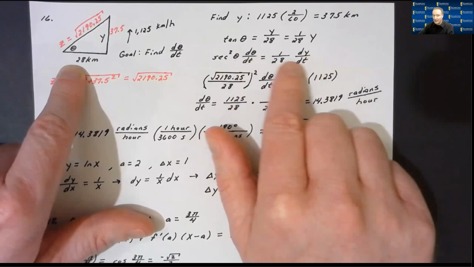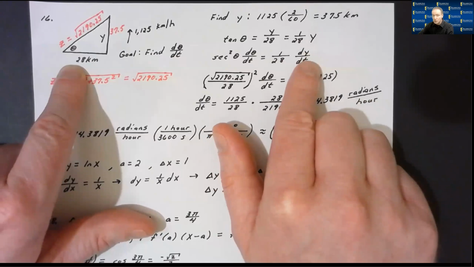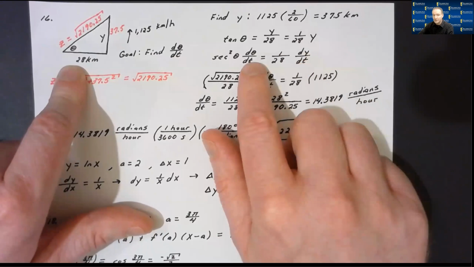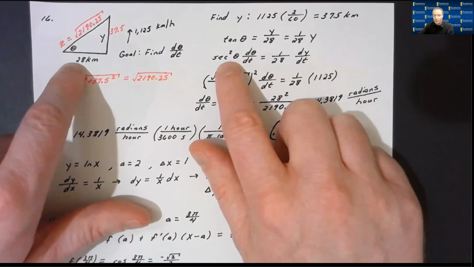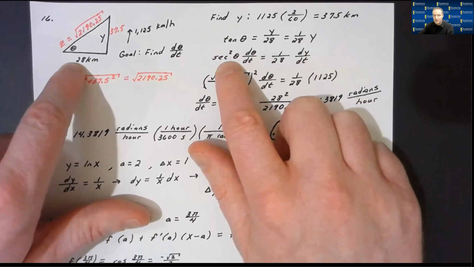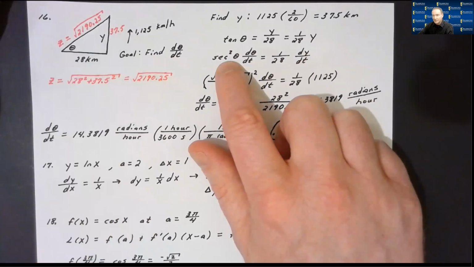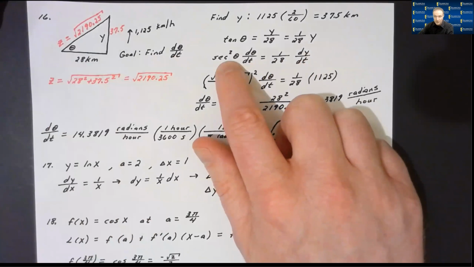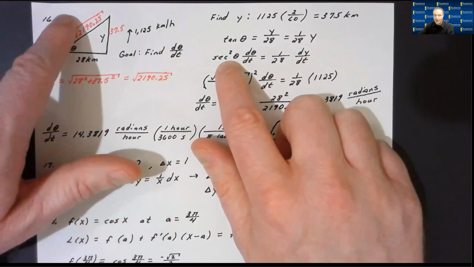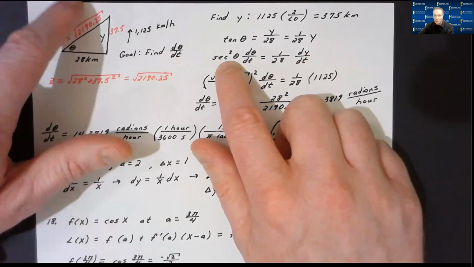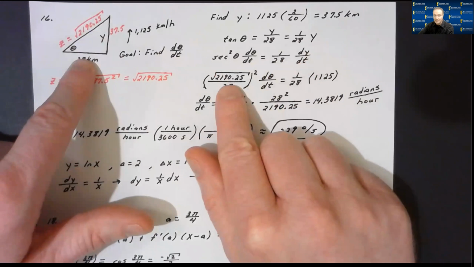At that point, once you take the derivative, you should be able to plug everything in and solve for d theta/dt. So the first thing is I needed to put in what is secant squared theta. So in my head, I just thought, well, okay, secant, that's the reciprocal of cosine. Cosine is the ratio of adjacent over hypotenuse. So secant would be the ratio of hypotenuse over adjacent. That's what I did.